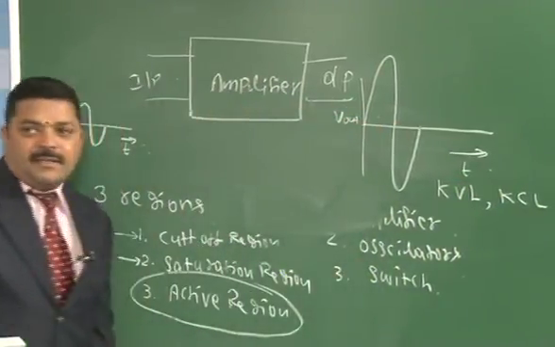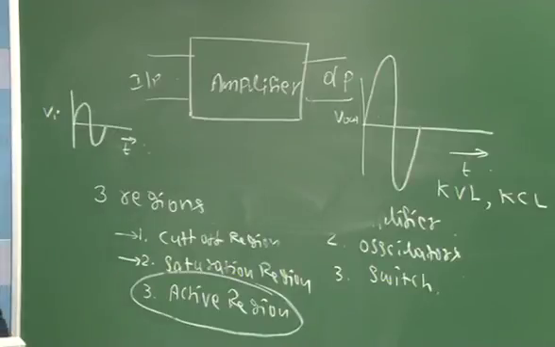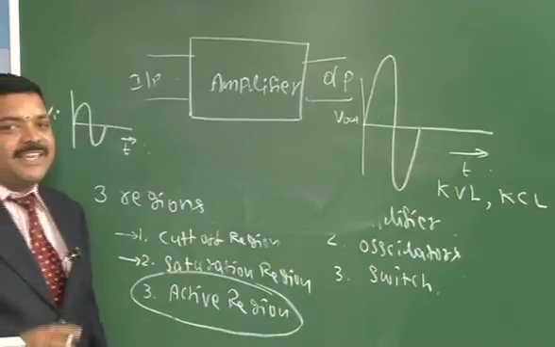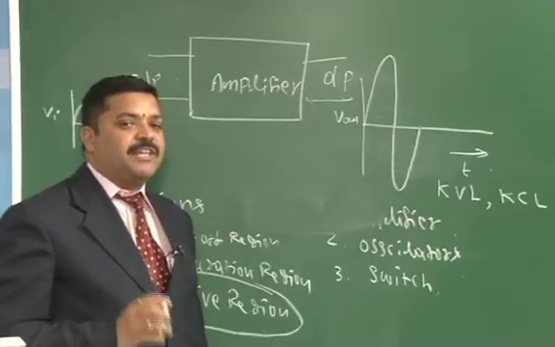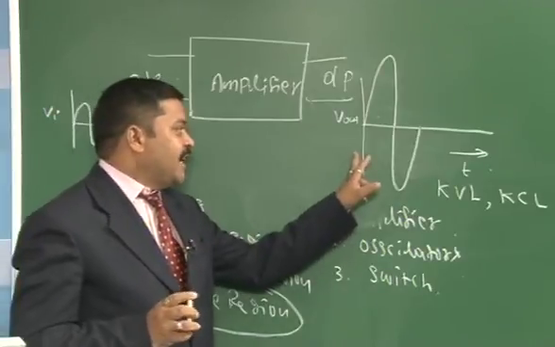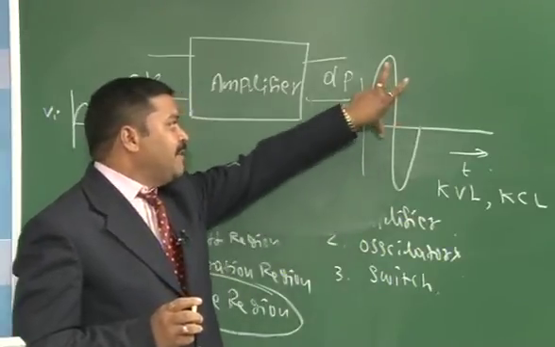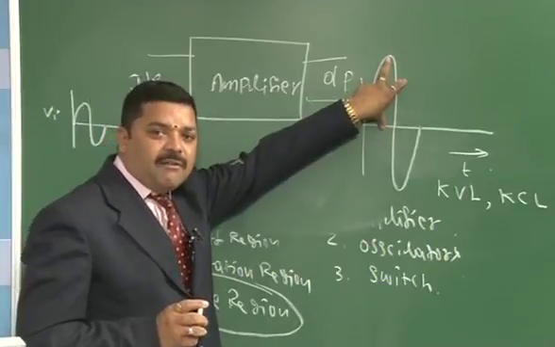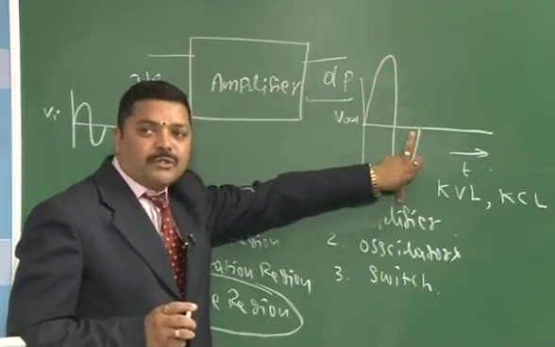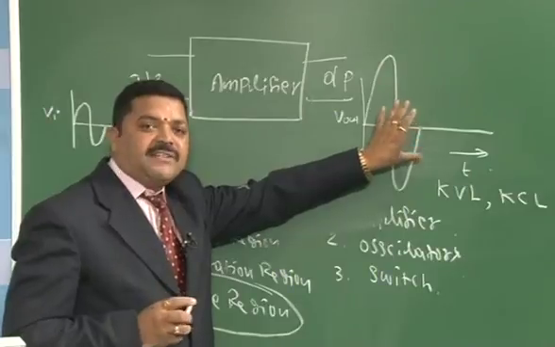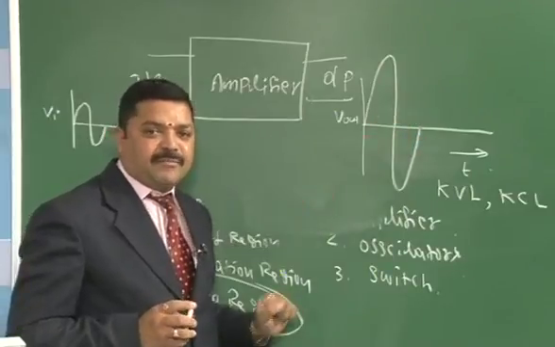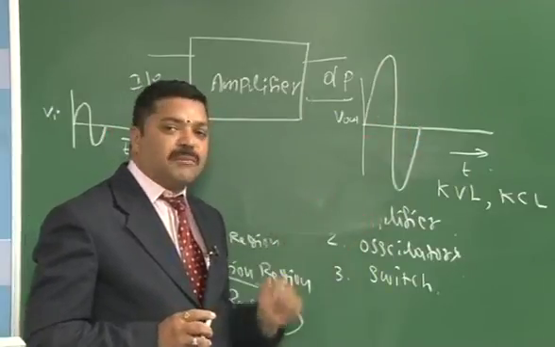So, we say the amplification has taken place faithfully. Faithful amplification means we have to get the amplified signal, both positive half and negative half should be equal. Then only we say it is faithful amplification. Faithful amplification has taken place.